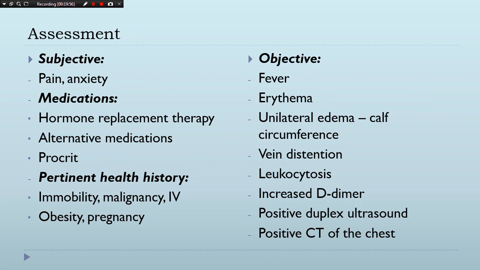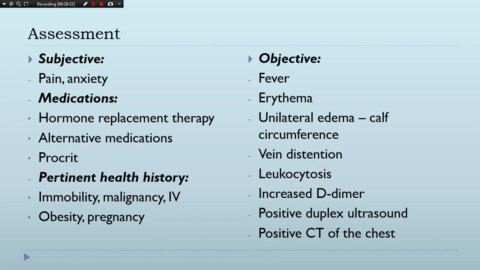Some of the assessment information that we might look for in a patient, subjective information: we might look at pain. Are they having chest pain that might indicate a PE? Pain at an extremity that might indicate a blood clot. Typically in patients with a pulmonary embolism, they have a lot of anxiety. We're going to look at their medications to see if they're on oral contraceptives or estrogen replacement if they're postmenopausal. We're going to look to see if they're on any alternative medications.